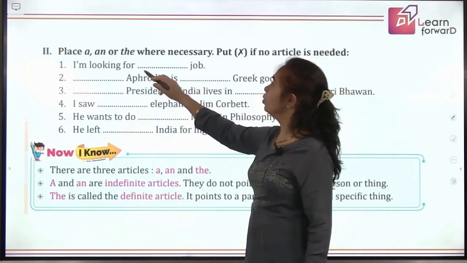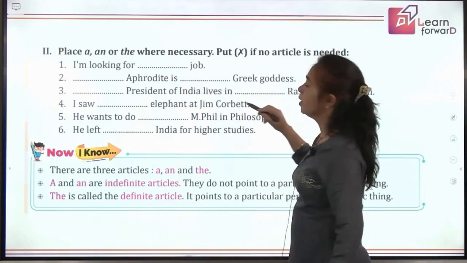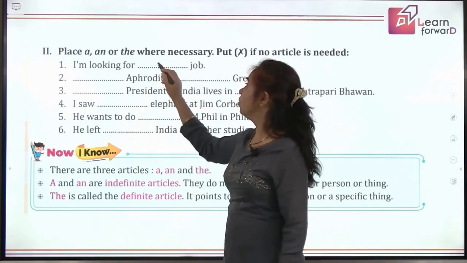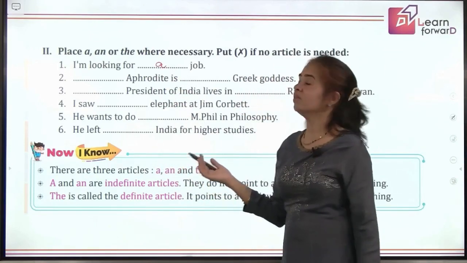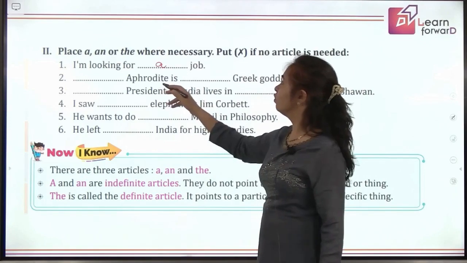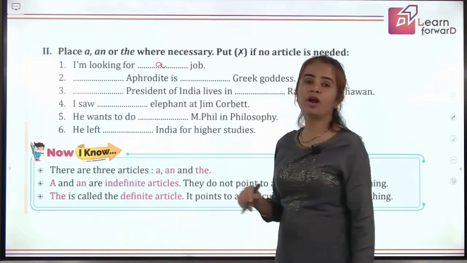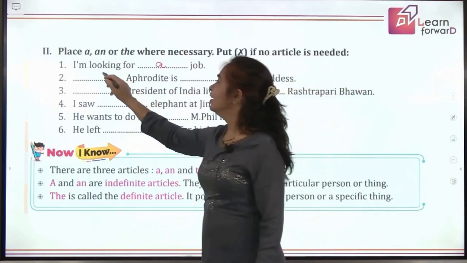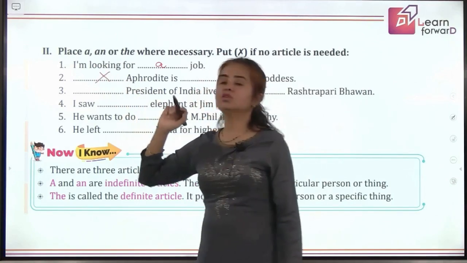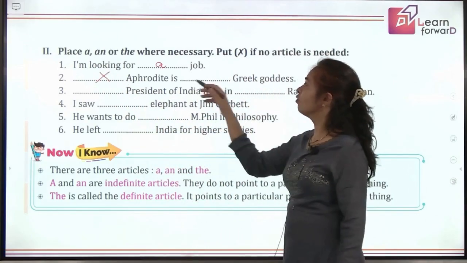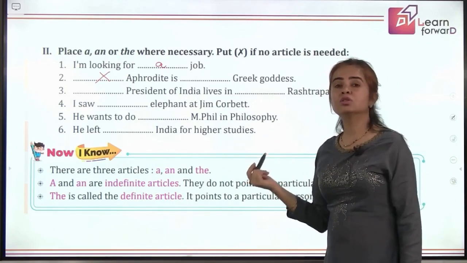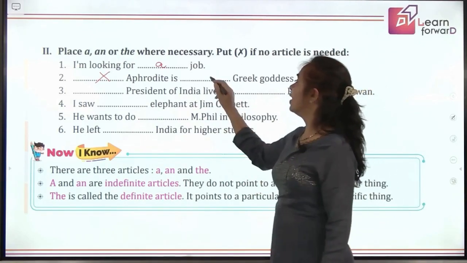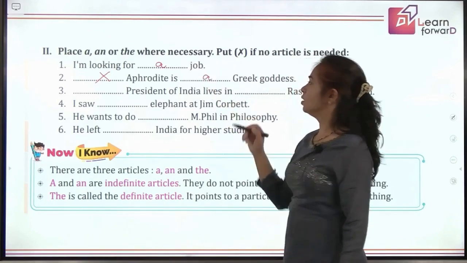So I am looking for a job. What will come here? A job, because I am talking about one job, any one job, not anyone in particular. Aphrodite is a Greek goddess. This is a name, a proper noun, so we will not use an article here. Aphrodite is a Greek goddess, because there might be other goddesses also. She is one, so I'll use "a" here.